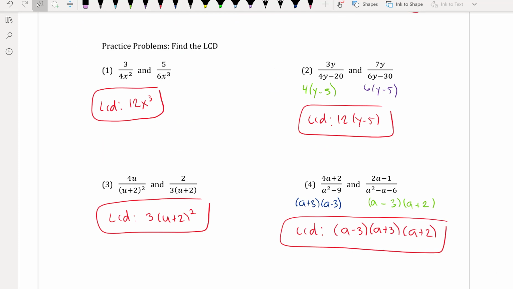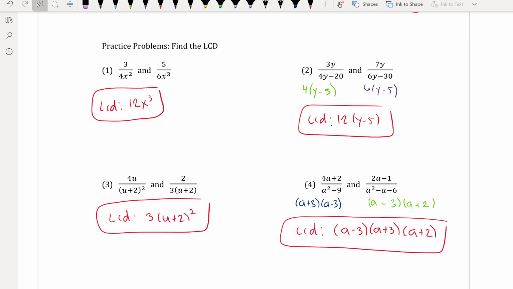Okay, so you guys, hopefully you had enough time to try to work out these problems. I've worked them out myself. It took me a few minutes. So for number 1, that 4 and 6, that LCD is going to be 12. And the biggest exponent is the third one. So it's x to the third. For number 2, I factored out as much as possible. So my LCD is 12, y minus 5.